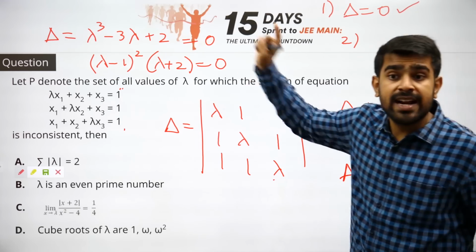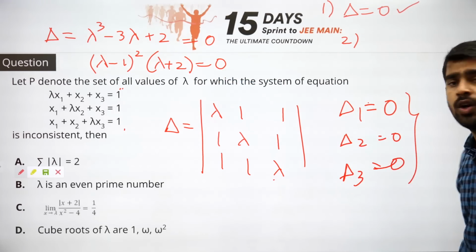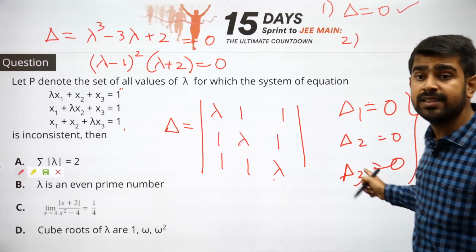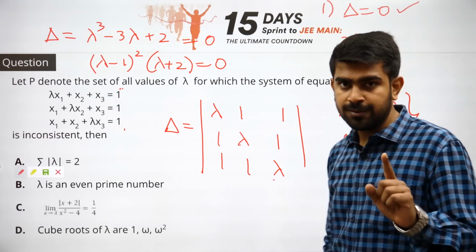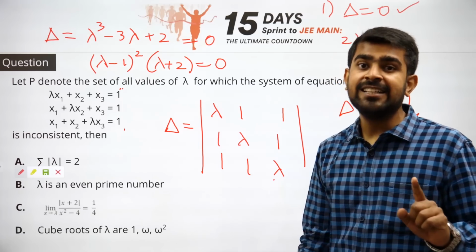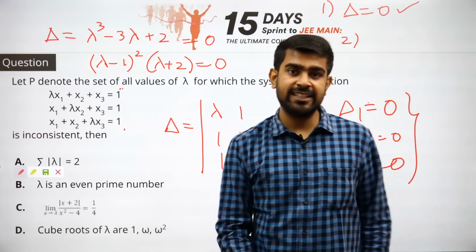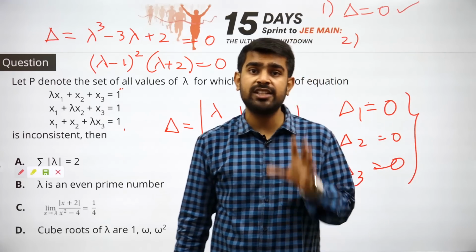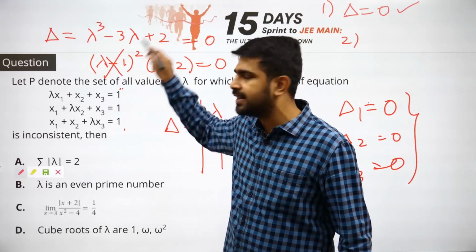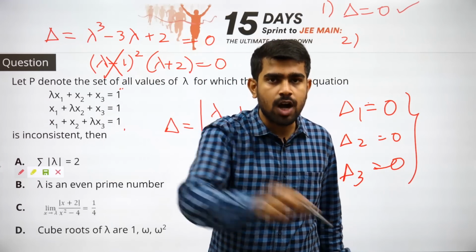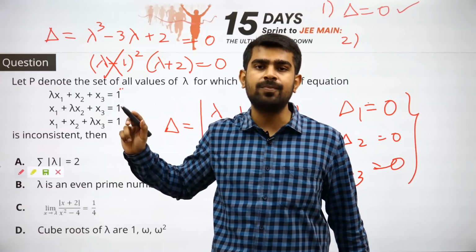Okay. So what if delta is 0 and all 3 are 0? It comes under the case of infinitely many solutions. Therefore, I do not want to include lambda equal to 1. Lambda equal to 1 is wrong. It is not going to be part of my solution.